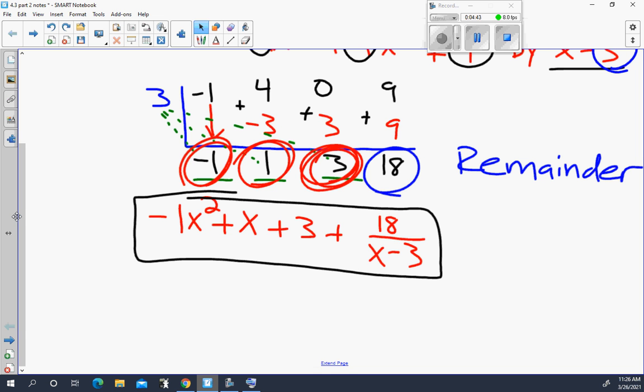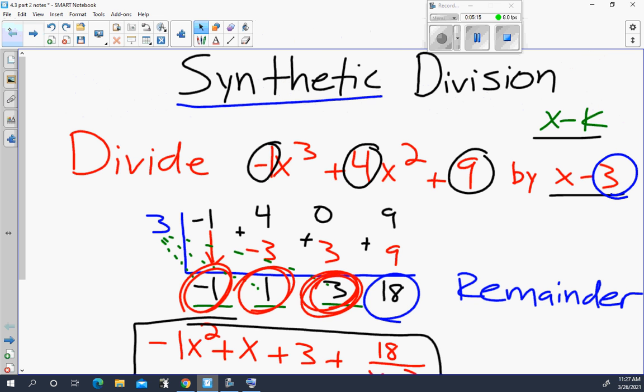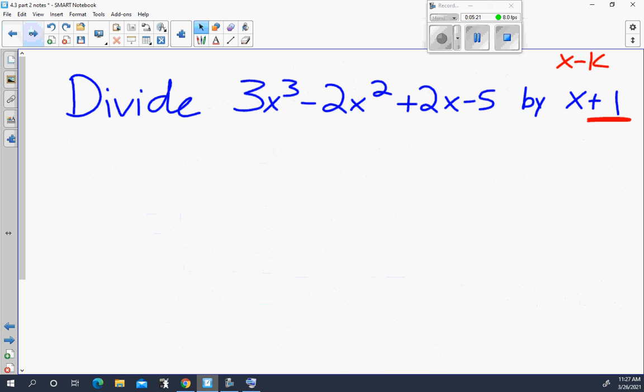Writing our answer might get a little confusing at times, but let's try it again on another problem. We are taking 3x to the third minus 2x squared plus 2x minus 5, divided by x plus 1. Now, remember, we want to divide it in the form x minus k, where k was out front. But now we have a positive 1. Going back here, we had a negative 3, and look what was out front: a positive 3. So now we have a positive 1, and we need a negative 1 out front.